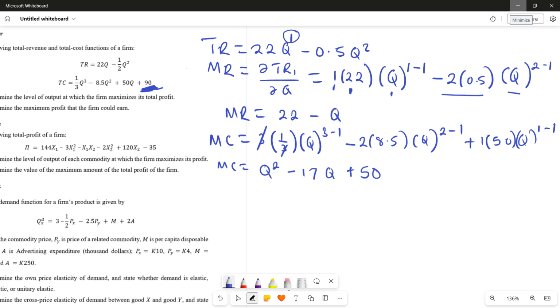Okay, great. So now we have the marginal revenue and the marginal cost. These are the two functions that we are looking for.